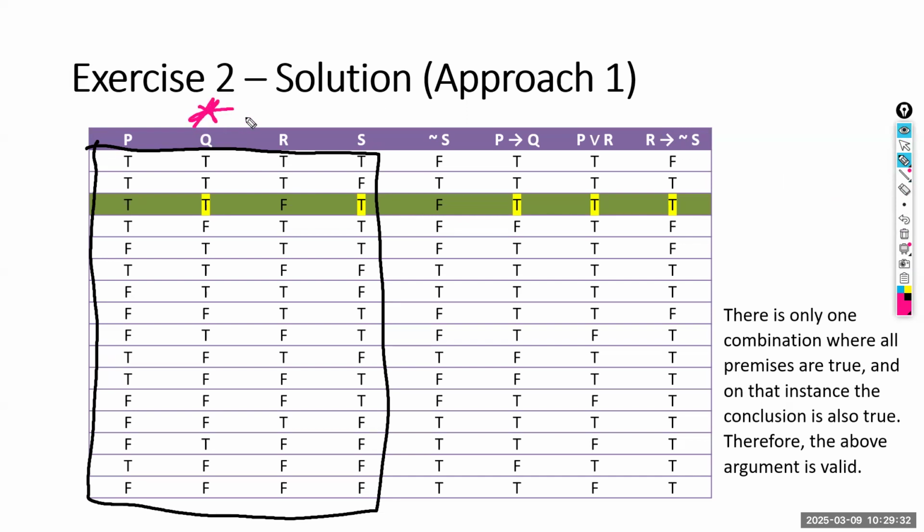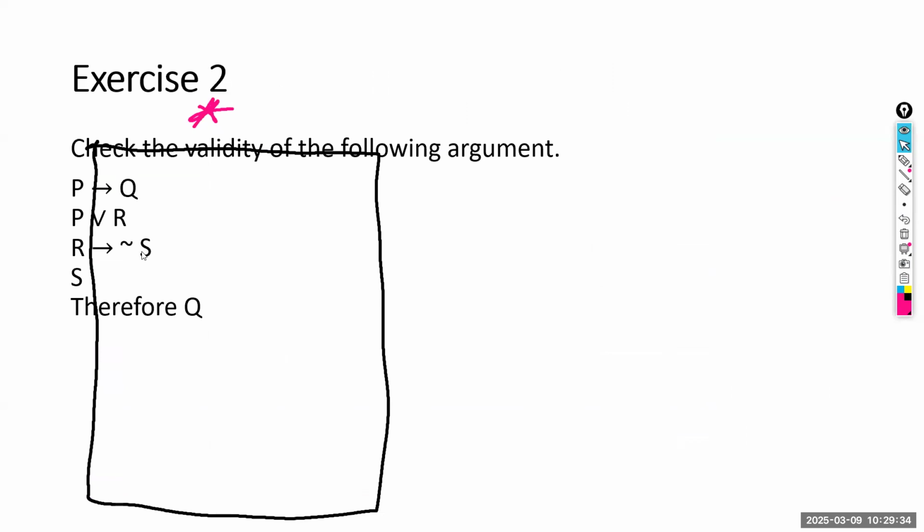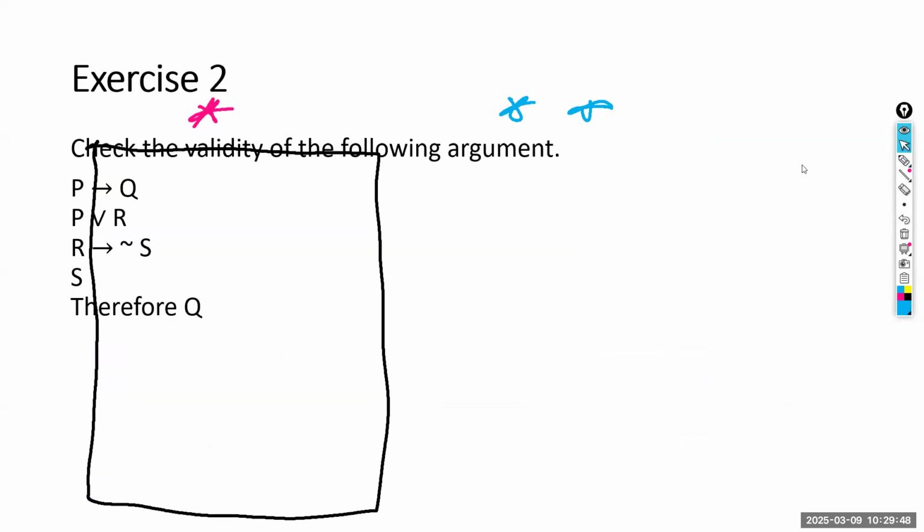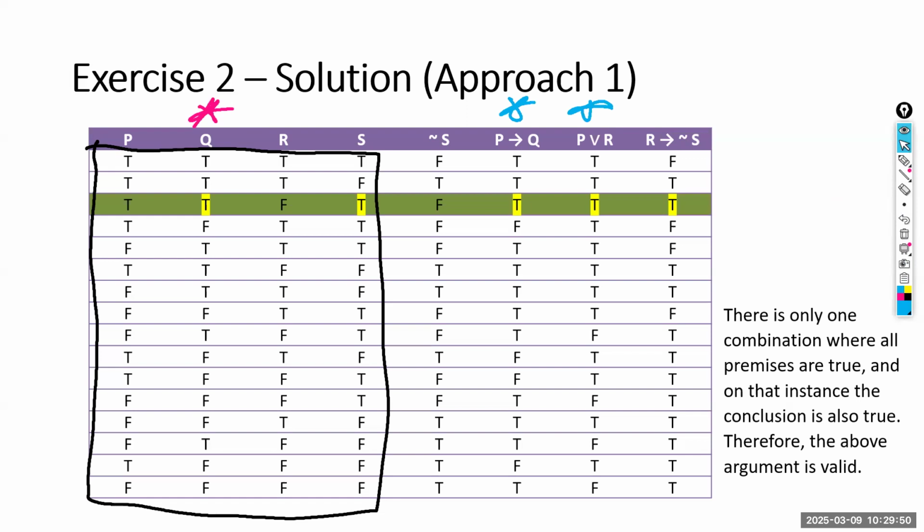What are the premises? P implies Q, P or R. P implies Q is a premise. P or R, what else? R implies not S, and S. So these are the premises.